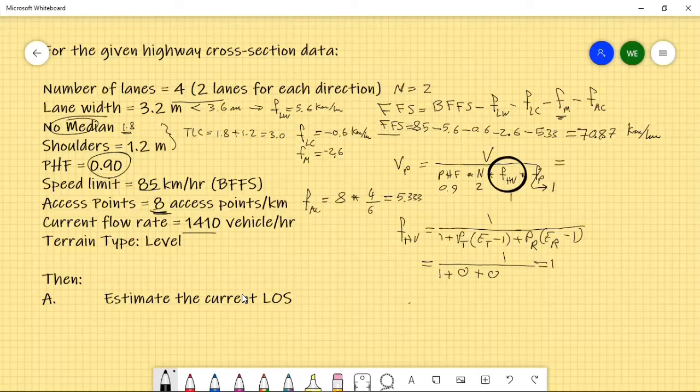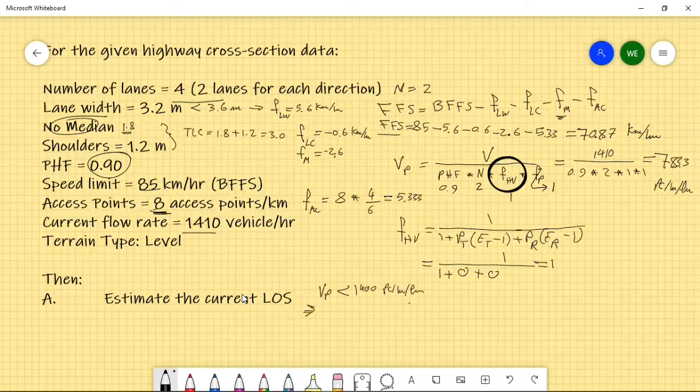So this factor is 1. So that means we have here volume 1410 divided by peak hour factor 0.9 multiplied by 2 multiplied by 1 multiplied by 1 equals 783.3. And the units here should be passenger car per hour per lane. As we can see, the volume here is below 1400. Okay, so it's still in the linear part. So we can say that VP is less than 1400 passenger car per hour per lane.